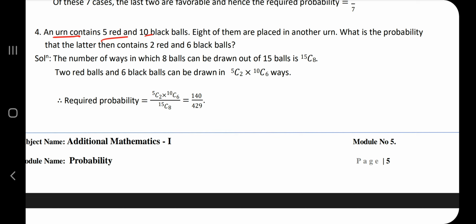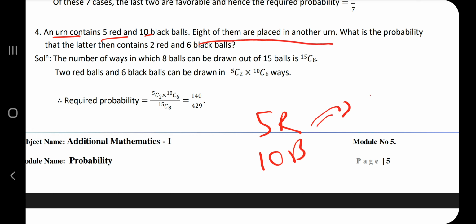An urn contains 5 red balls and 10 black balls. 8 of them are placed in another urn. Some 8 balls are taken; we don't know which 8 balls. They are placed in another urn. So in another urn there are 8 balls. What is the probability that the latter will contain 2 red and 6 black balls?